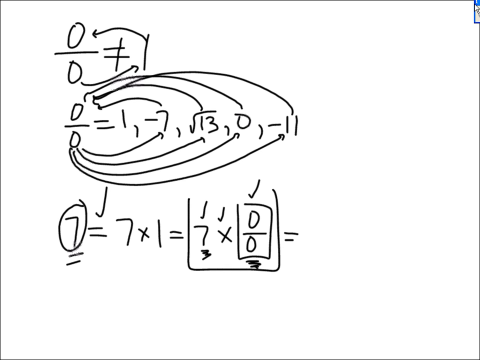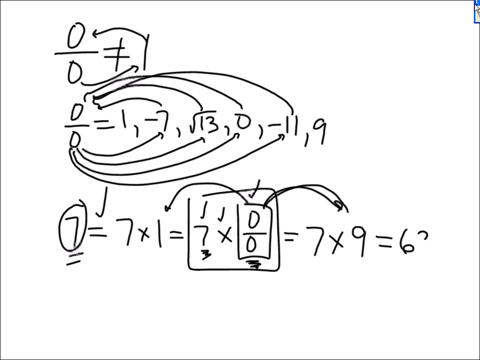Okay, now remember, it's 7 times 0 over 0. Here's 7 times, and 0 over 0 is also 9. 0 over 0 is any number. So it's 1 and it's 9 in this case. And 7 times 9 is 63. Well, then we have problems, because now we just proved that 7 equals 63.